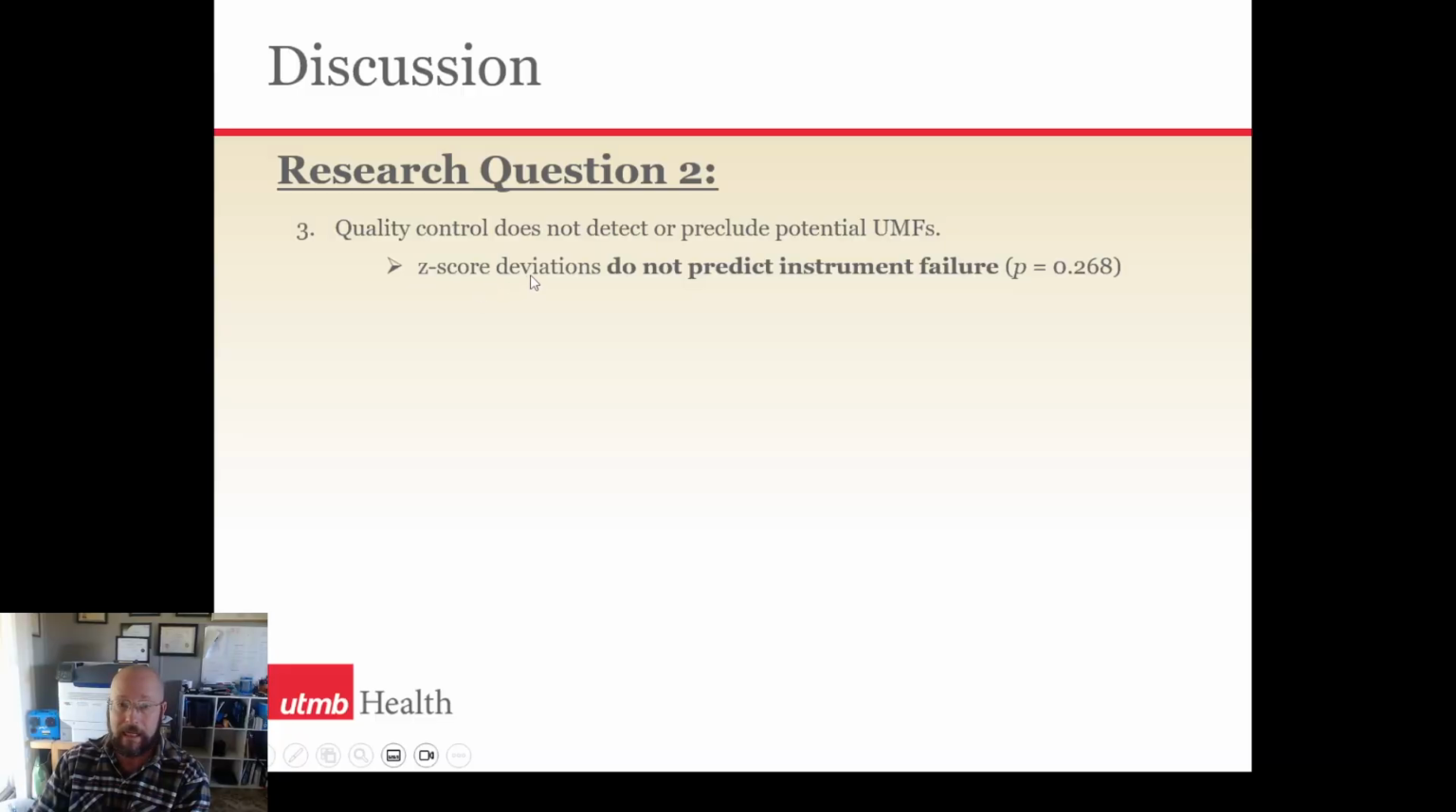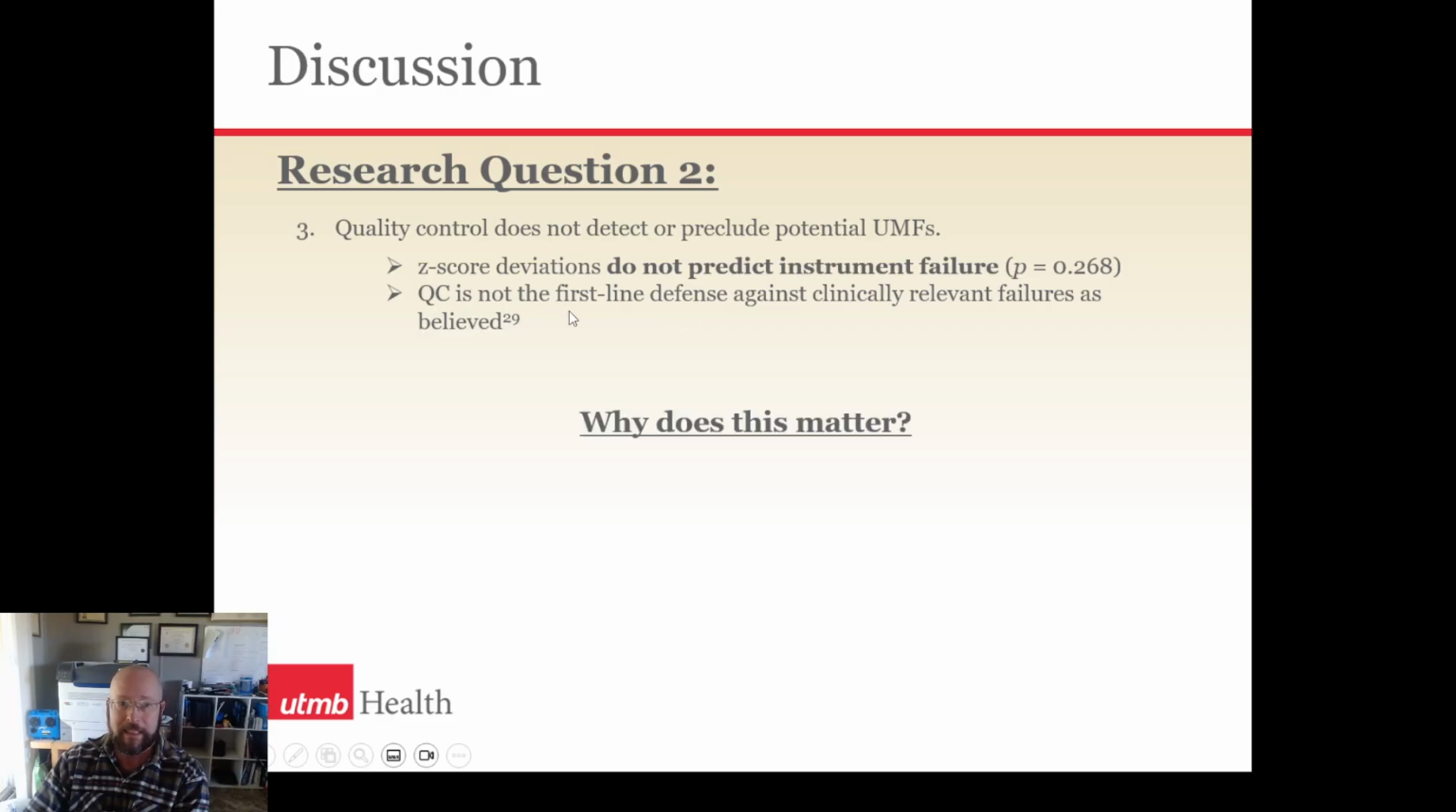Z-scores in this study did not predict instrument failure. So this concept that we're using statistical quality control to see if our instrument is working does not predict instrument failure at all. In other words, your instrument can be down or on the verge of being down, and you can still have just fine statistical QC. QC was not developed as a first-line defense against clinically relevant failures, as believed. That's not what it was designed for.